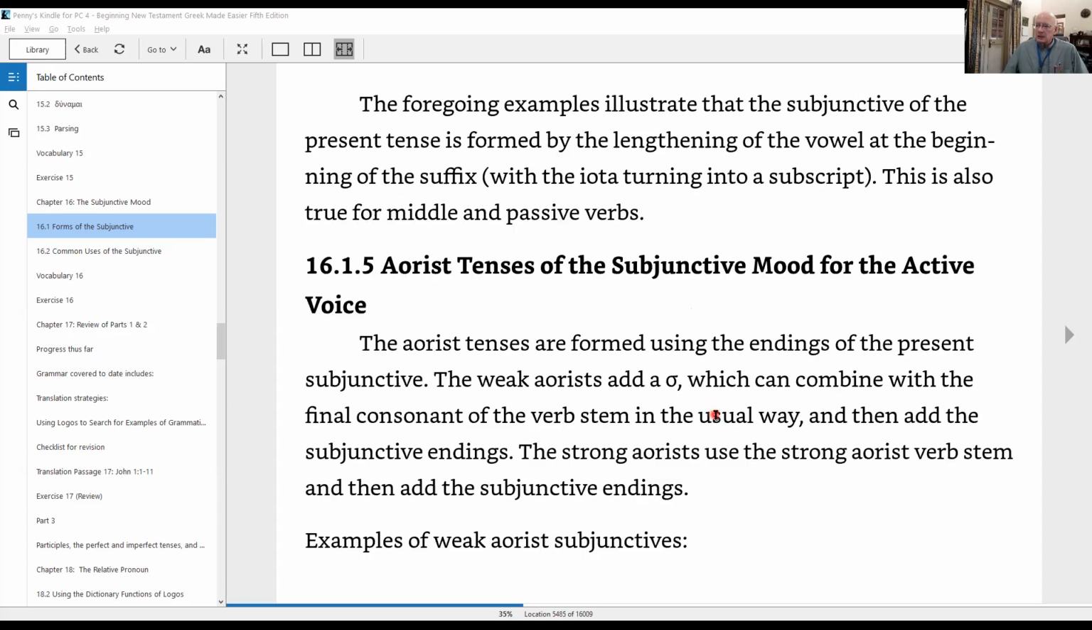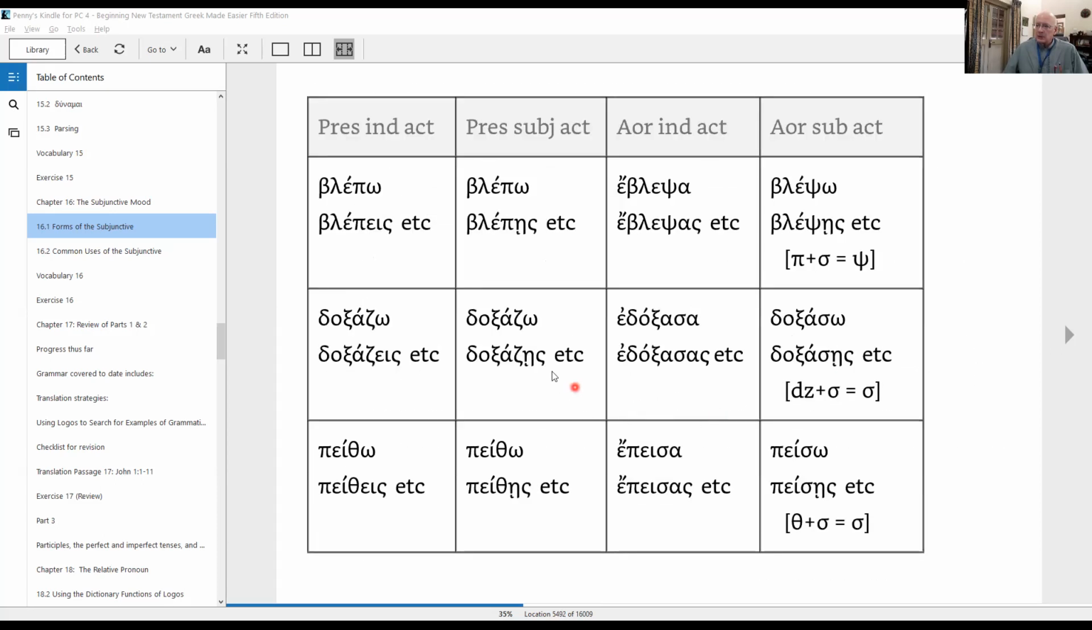Go down and look at the comparisons again of the present indicative active, the present subjunctive active, the aorist indicative active, and the aorist subjunctive active. Again, each time noticing that in the subjunctive, the endings are lengthened. In the aorist subjunctive, the augment is dropped.